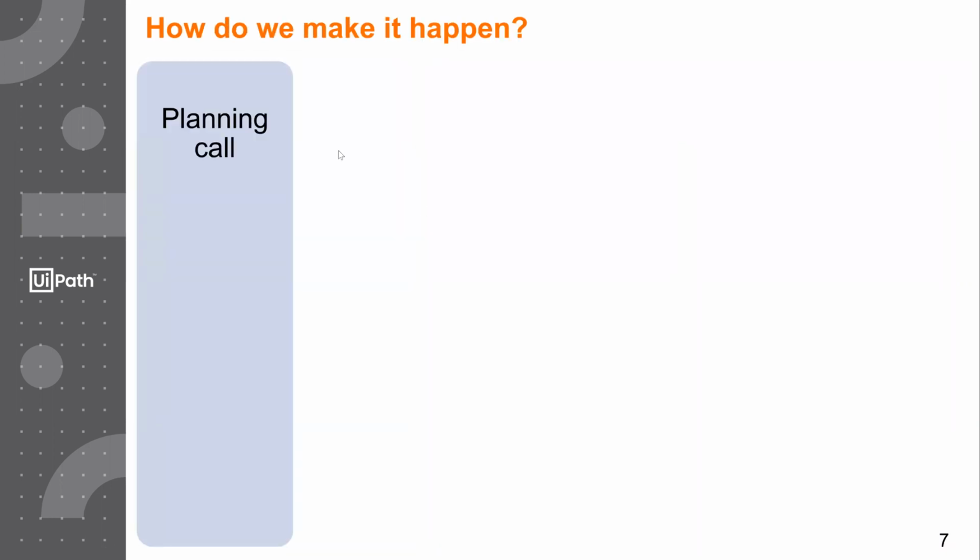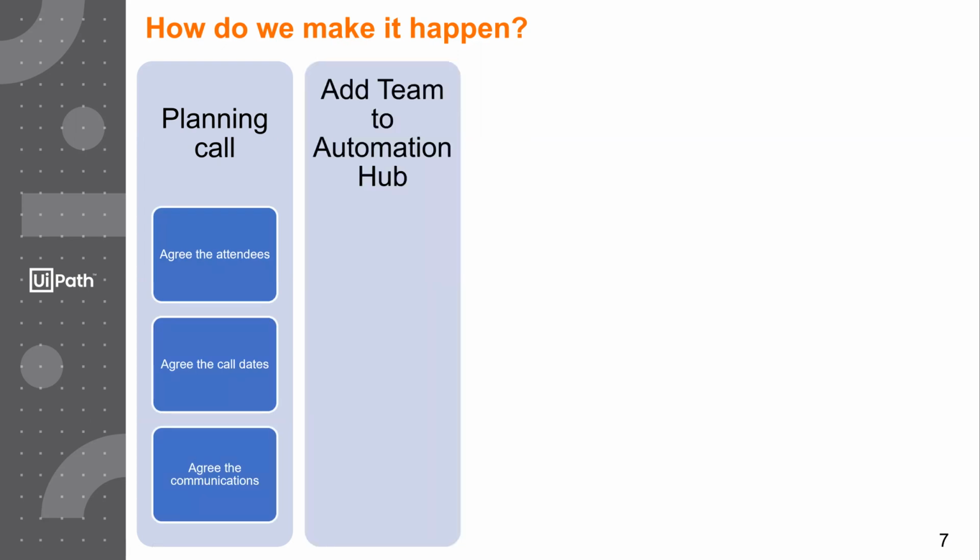So how do we make it happen? So I talked about the planning call. So there's some of the things that go into that. You can build the whole slide, please, Karen. So we agree the attendees. So we agree which people are going to come in, which service lines are going to come in. We agree the call dates, make sure we have that based on people's availability. And we agree how this is going to be communicated internally within your organization.